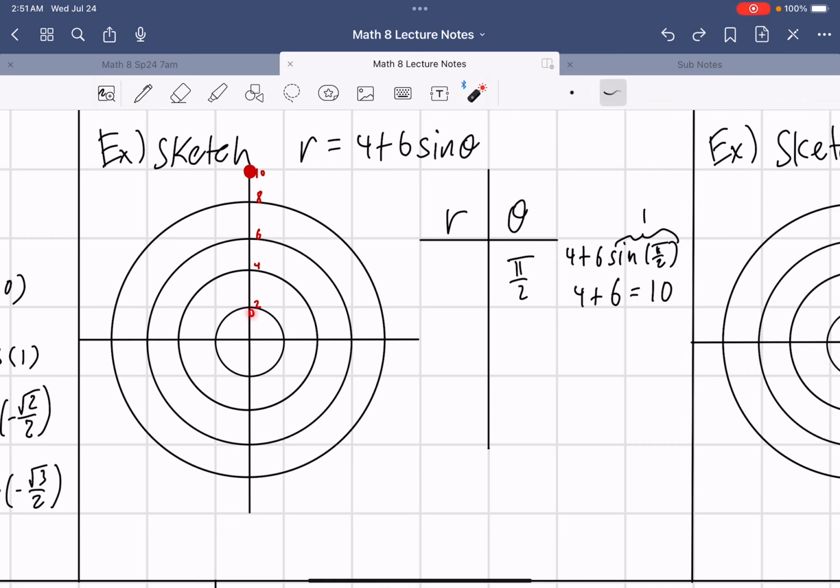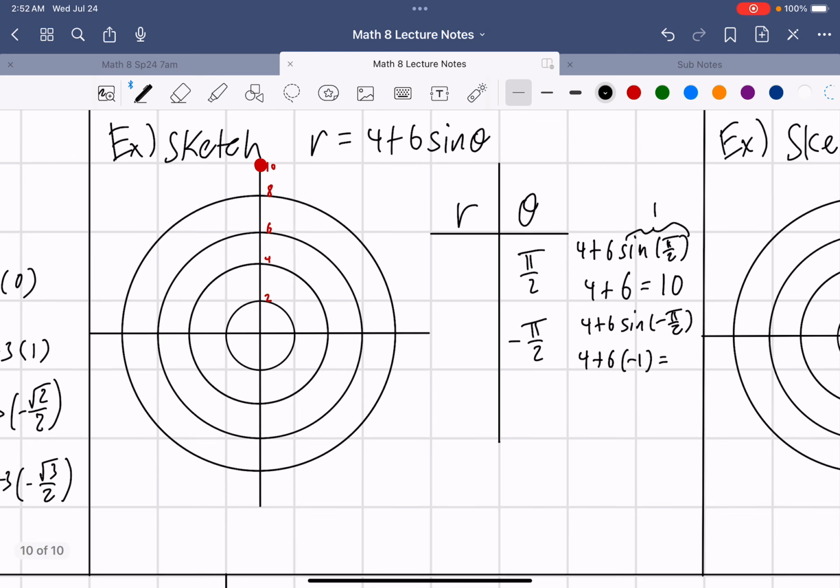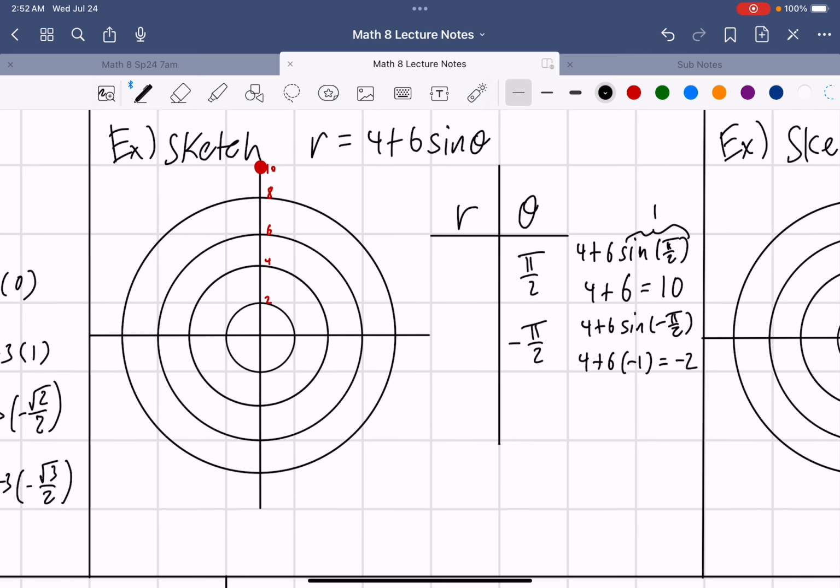I'm going to try to see what happens if I face this direction, which I can do in 2 different ways. I can do 3 pi over 2, or I can go in the opposite direction to make it quicker, and that would be negative pi over 2. And that's going to give us 4 plus 6 times sine of negative pi over 2, which would be 4 plus 6 times negative 1, which gives me 4 minus 6, which is negative 2. So in one I had 10, and the next one I have negative 2.